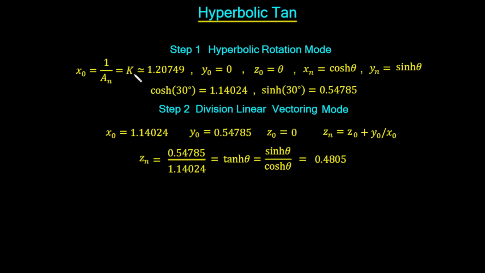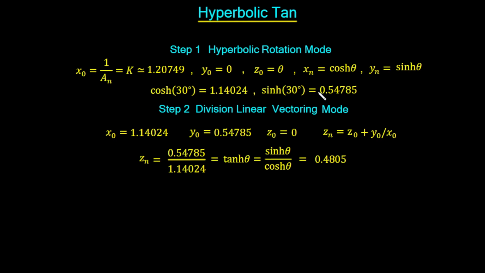We have our x0 equal to 1.20749, y0 is 0, the z0 is the angle we're going to use. Now again in this example, we'll use the angle of 30 degrees. So we'll be looking for the tan of 30 degrees. The output of this will be the value xn, which will be the cos of theta, and yn, which will be the sin of theta. So those should give the values 1.14024 for the cos and 0.54785 for the sin. Now we can move on to step 2.